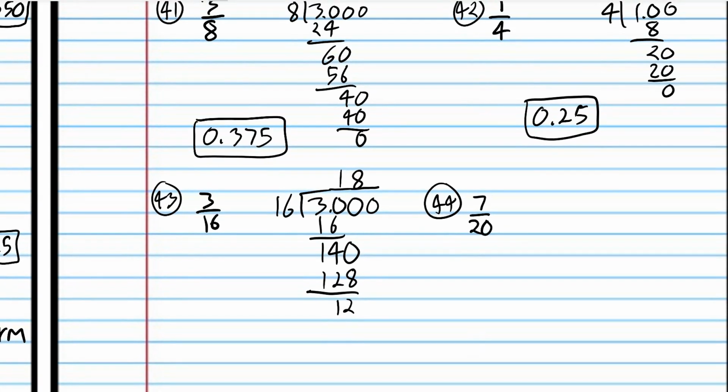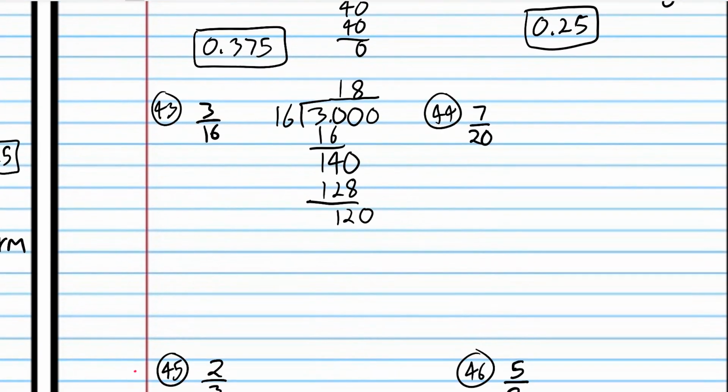Bring down another 0. Now we have 16 into 120. We know 8 times is 128, so the only possible number that would work is 7. 7 times 16 is 112. 120 minus 112 is 8. We have another remainder, so we have to keep going. And then I think we're almost done here. 16 times 5 is perfectly 80. So the remainder is 0, which means we're done.